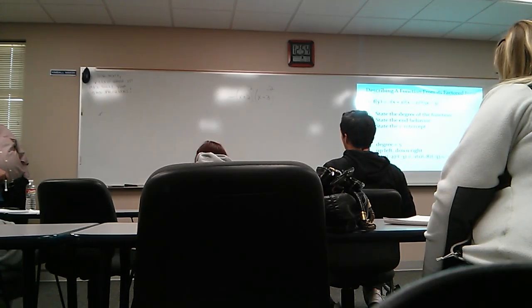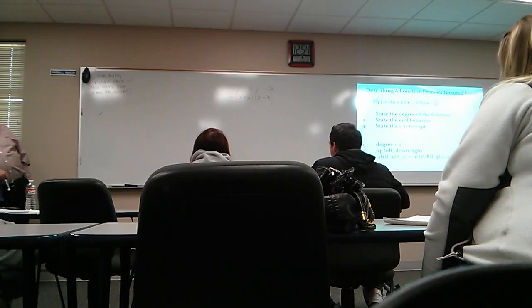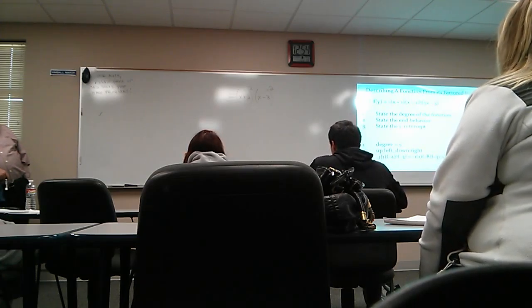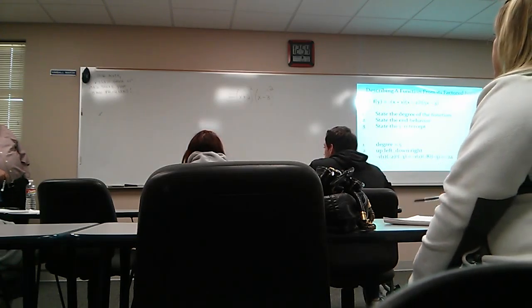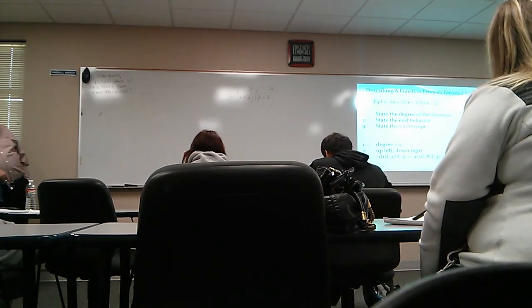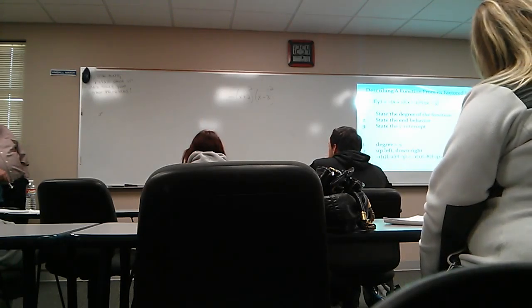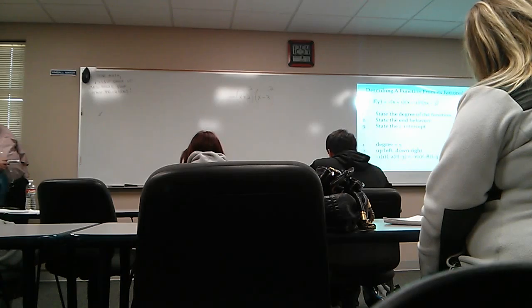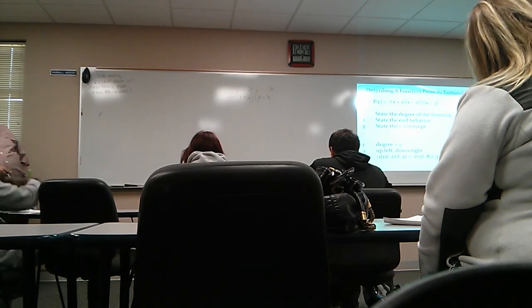What is the degree of this polynomial? 4. 2 plus 2 is 4. It starts with the negative. So if it's even and starts with the negative, it's down, down. So that's a down, downer. Okay? What is the degree of this one? A 4th degree, of course.